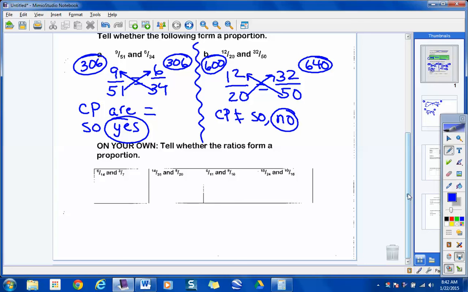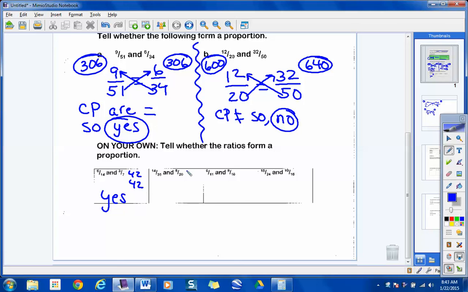What's that, Johnny? For the first one on your own, they're equal. Why are they equal? Let me ask this question: what was your cross product each time? 42. Okay, so 42 and 42, right? You guys agree the cross products were 42? So they're the same. This one right here, you went 14 times 20. Did you guys get 280?